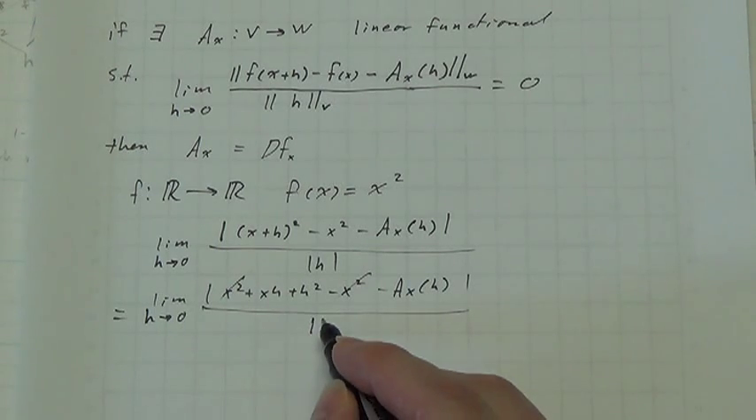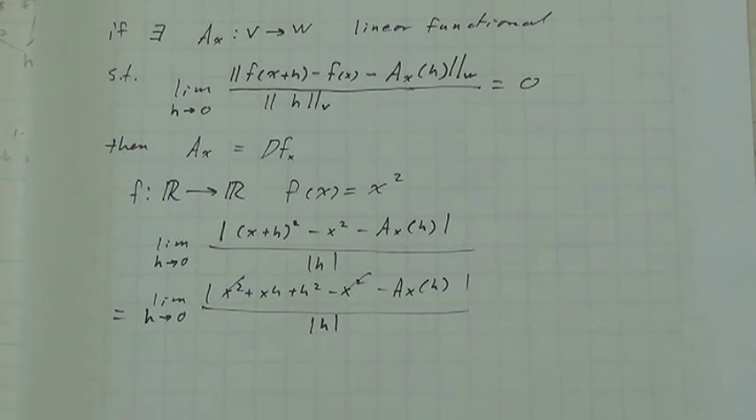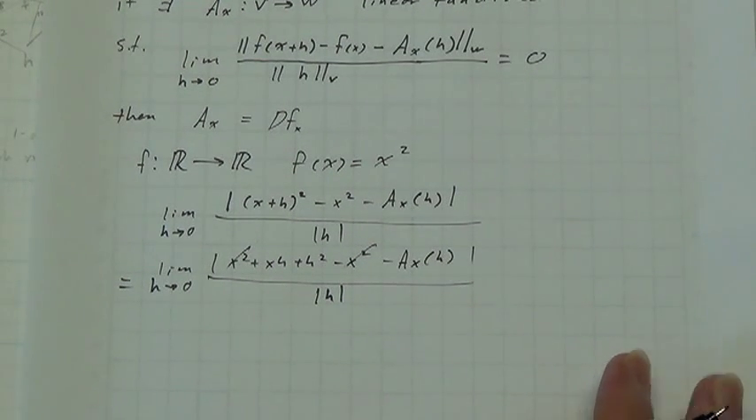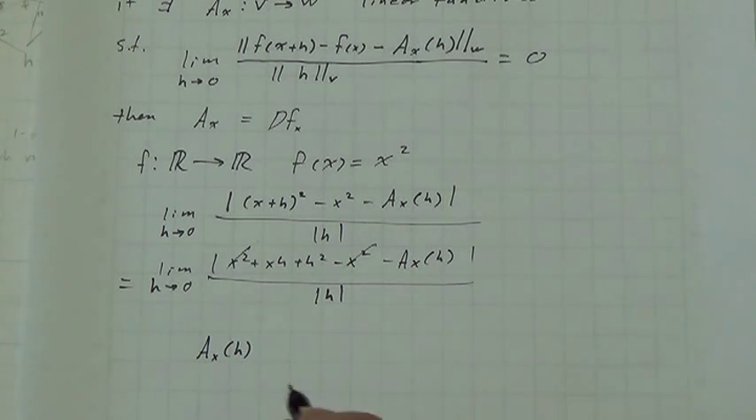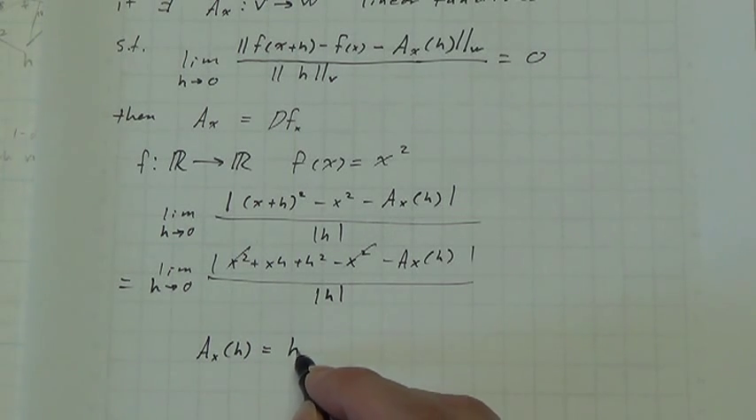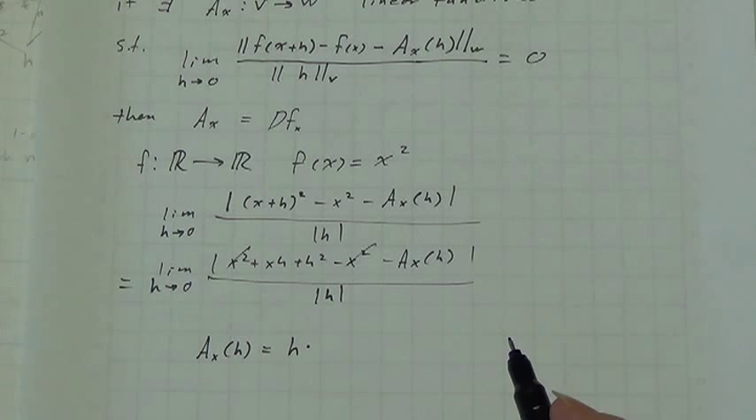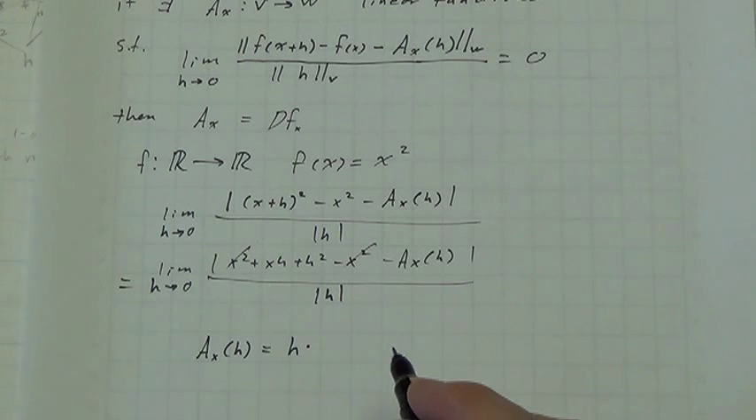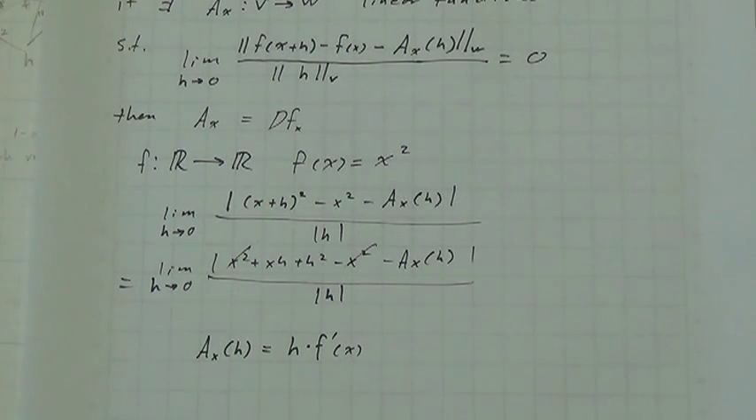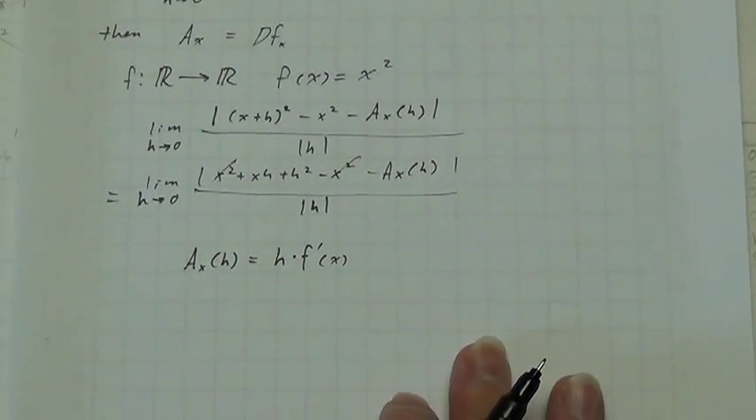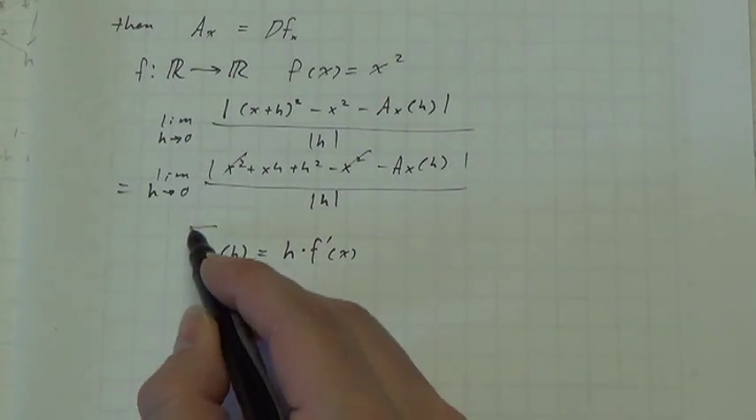At this point, we need to say what it means for A to be a linear functional. It means that A, having the variable h, is going to act linearly on that variable. So it's going to be h times something. Now, the something is going to depend on x. X is like a parameter in this case. We know it's going to be a derivative, so f prime of x. Put that as an aside.